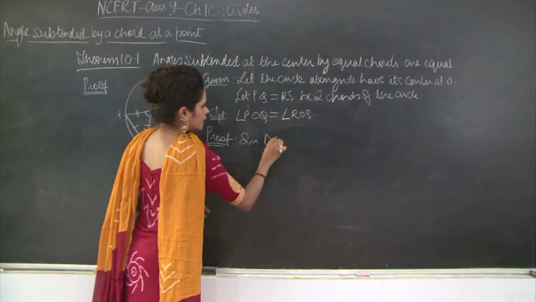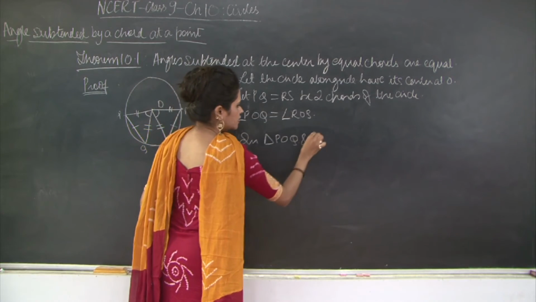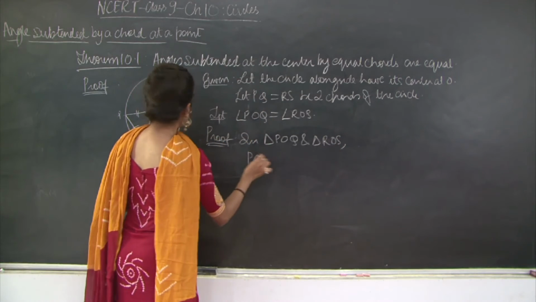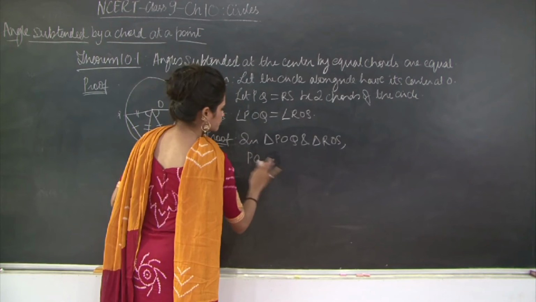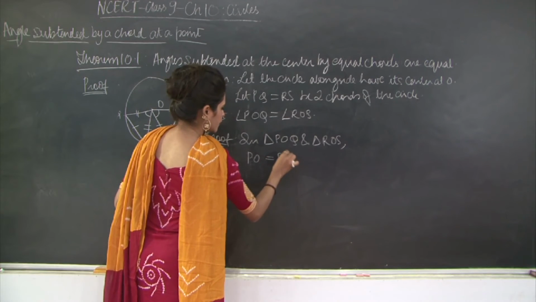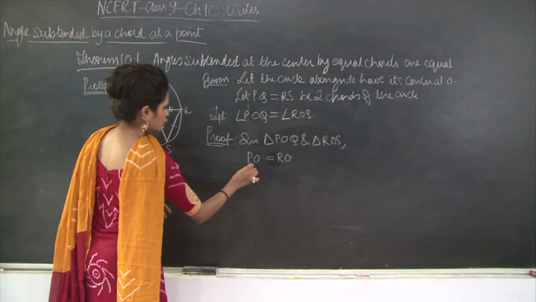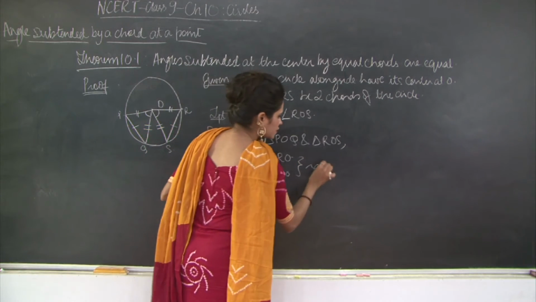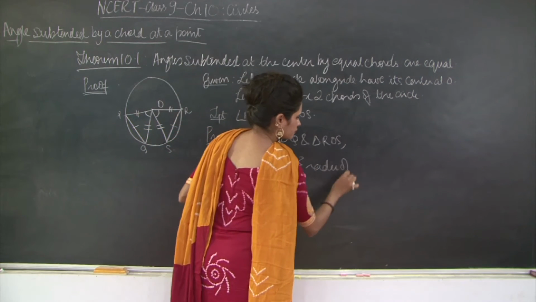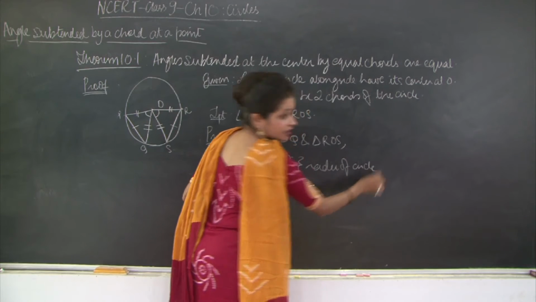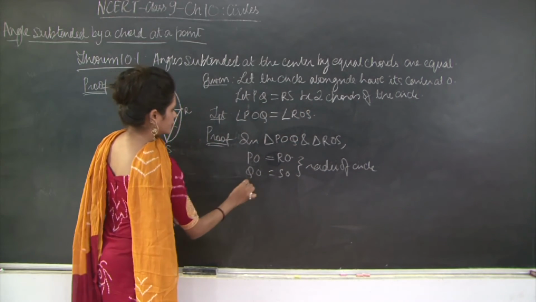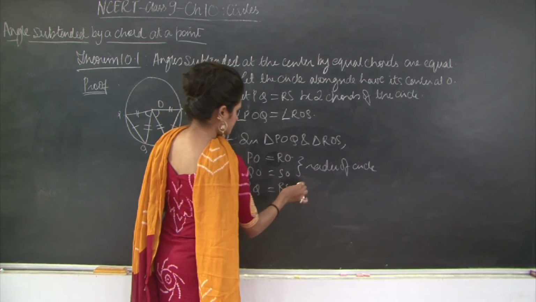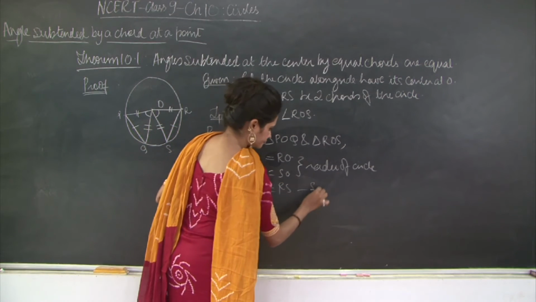In triangle POQ and triangle ROS, I have PO is equal to RO, and also I have QO is equal to SO. Both are radii of the circle. Correct? And also we have PQ is equal to RS. This is given.